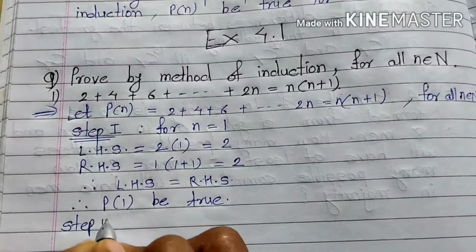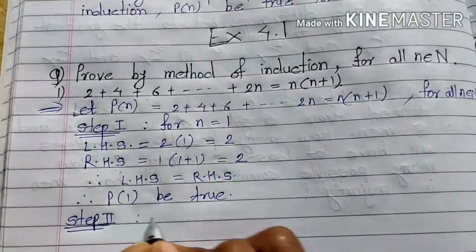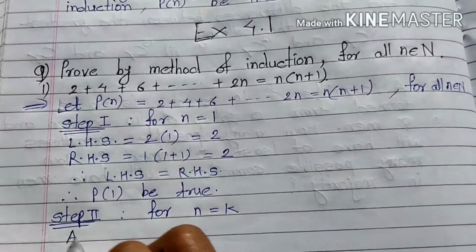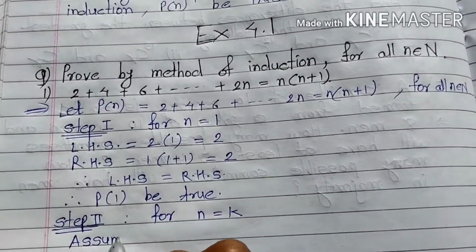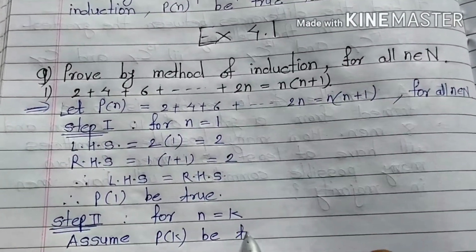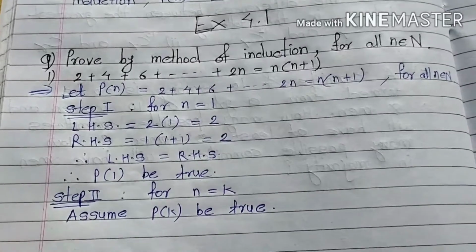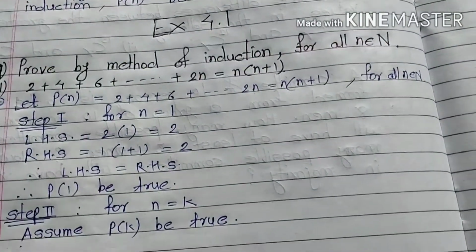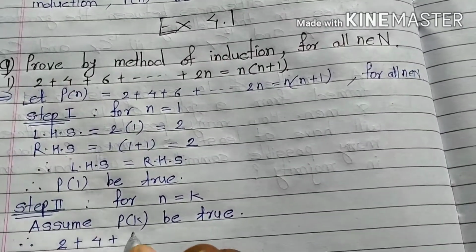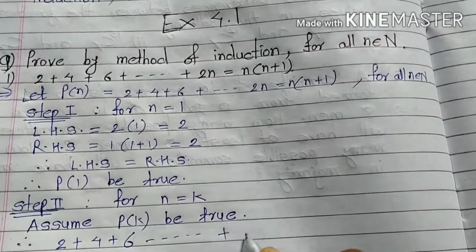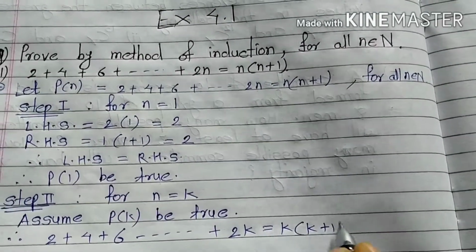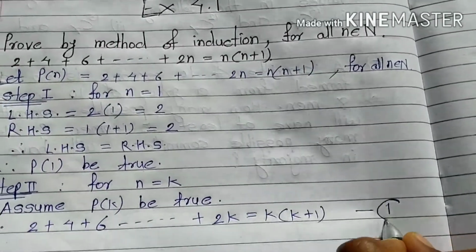Step second, for n is equal to k, assume P of k be true. So therefore 2 plus 4 plus 6 up to so on 2k, which is equal to k into k plus 1. So give it equation first.